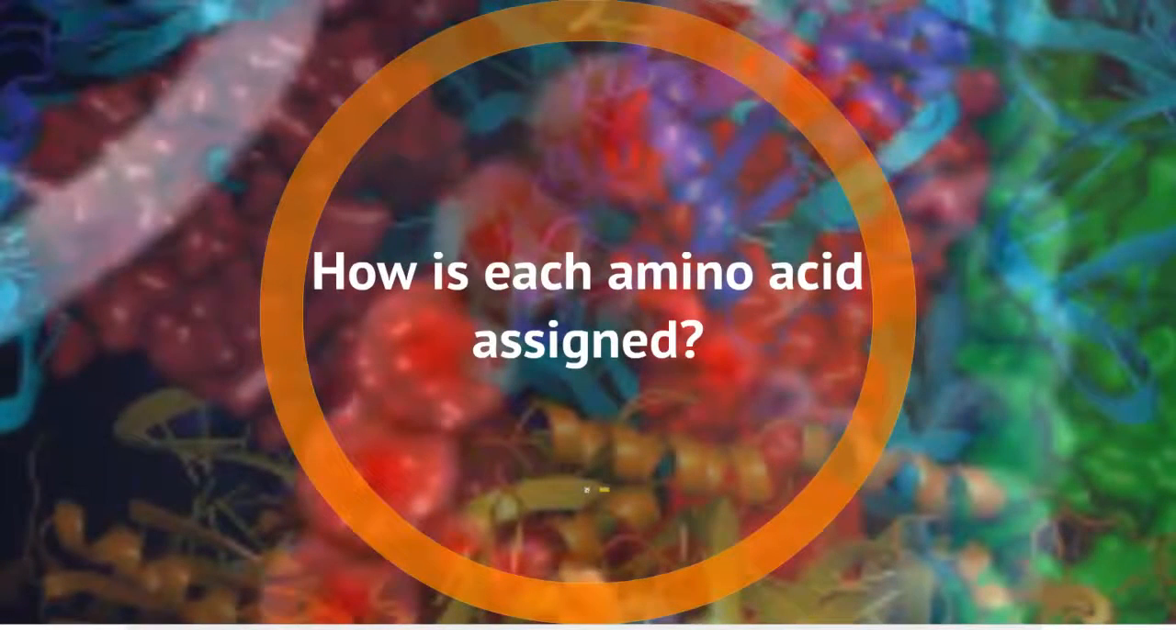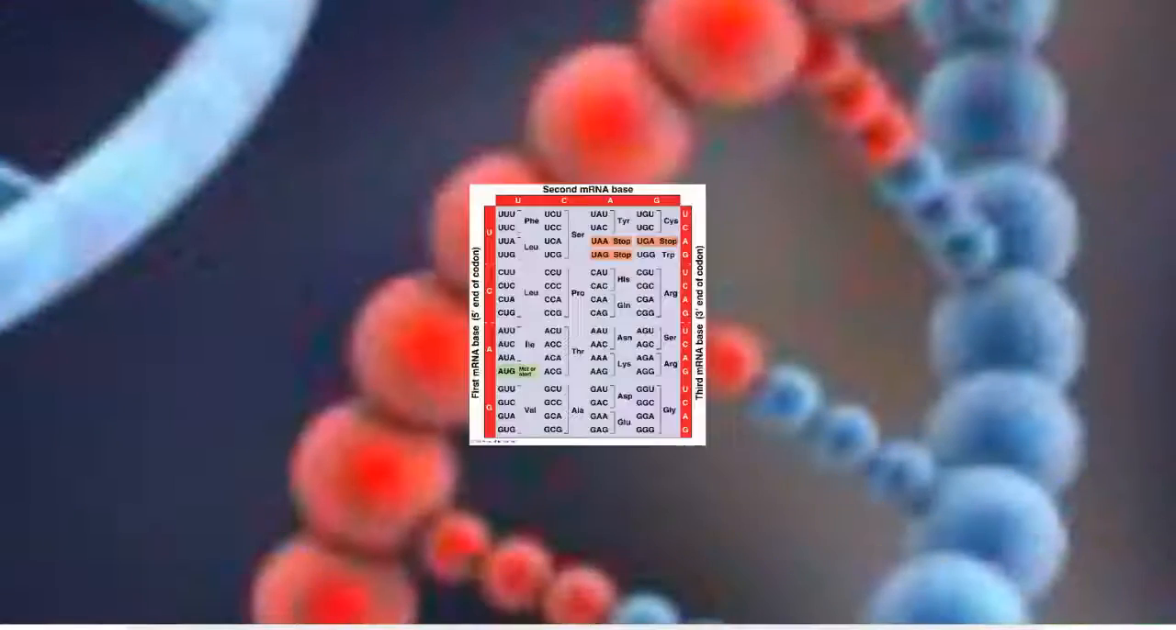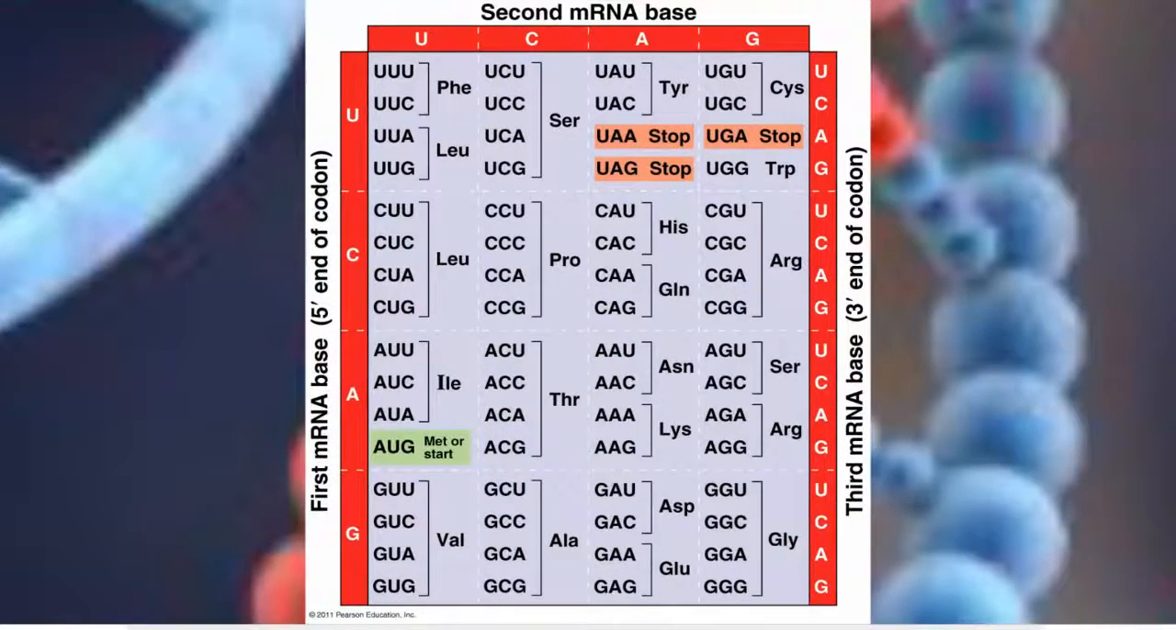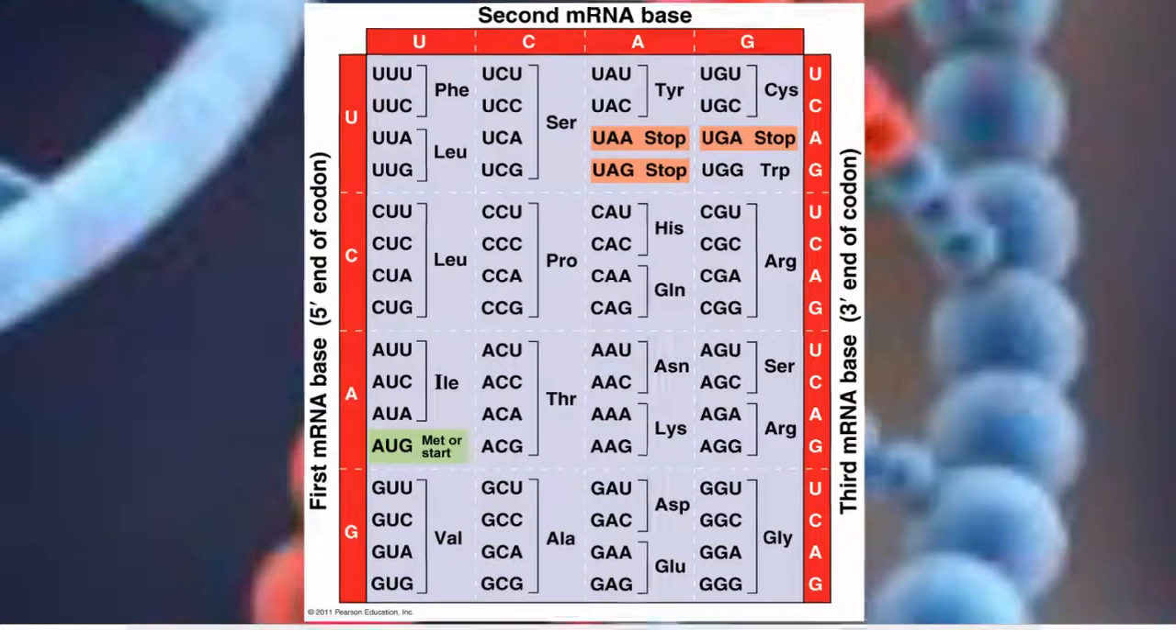The big question for translation is how is each amino acid assigned? Sets of 3 bases on the mRNA sequence are called codons. Each of these codons are specific for an individual amino acid. The first 2 bases are the most important bases in the sequence. The last base is known as a wobble base and can be different without impacting the amino acid that will be added to the sequence.